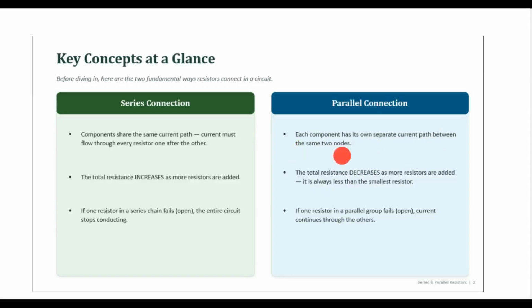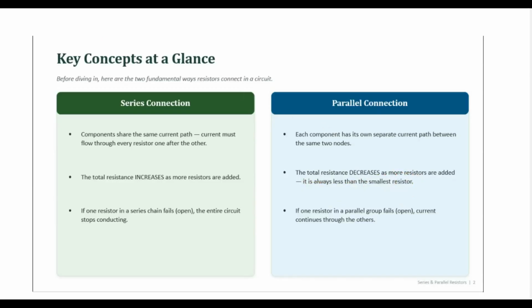So what we are saying here is that when resistors are in series, no matter how they appear physically or on the diagram, once the same current is flowing through all of them, they are in series. In parallel, the current divides among them. The total resistance increases as more resistors are added for series connection. For parallel connection, the total resistance decreases as more resistors are added. It is always less than the smallest resistor. Take note of this point.